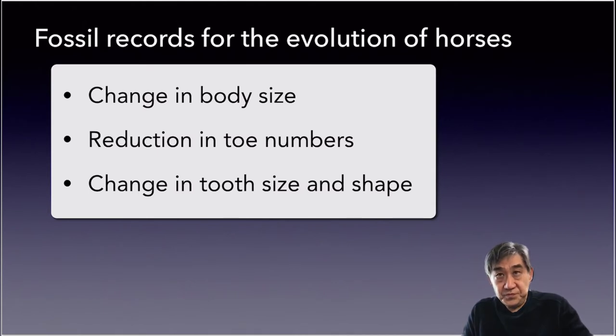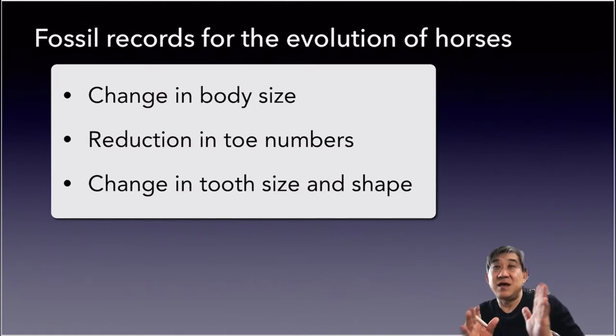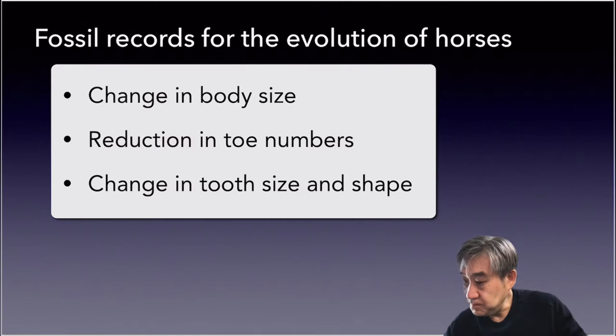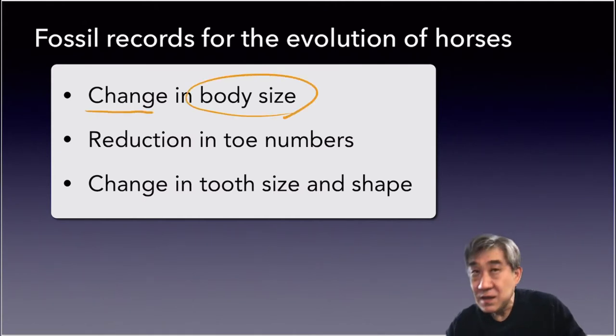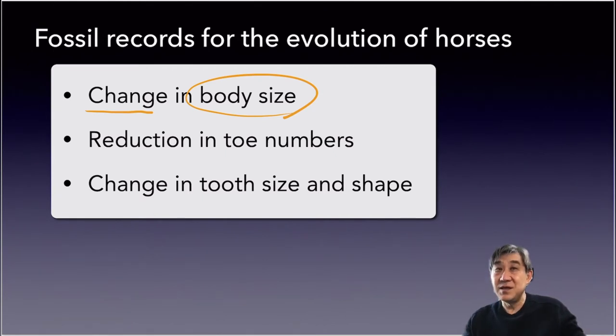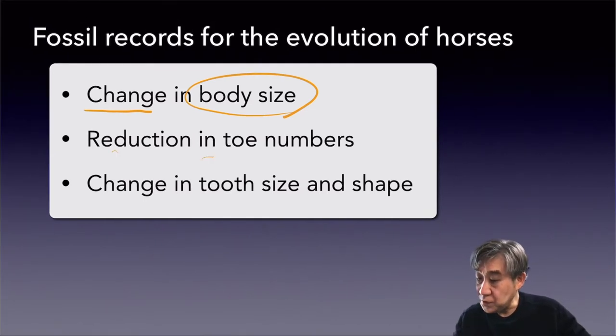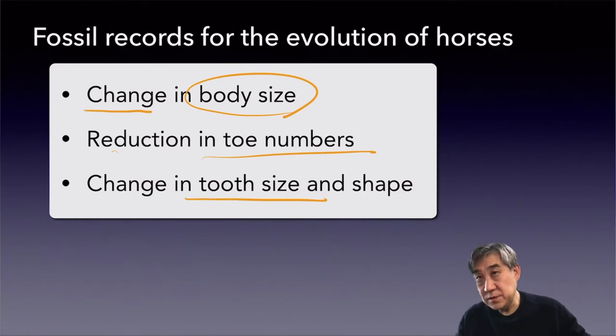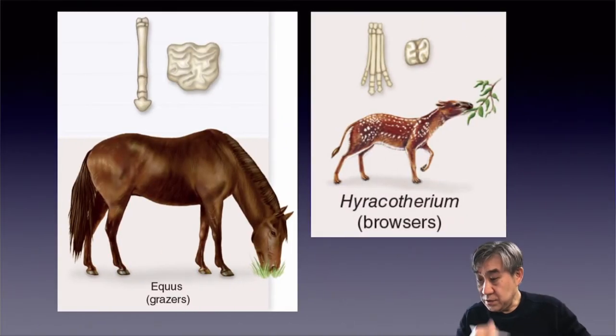To sum up, the evolution of present-day modern horses can be summarized as having some kind of trend. There was a big change in body size. It got bigger. One of the ancestral forms of the horse was very small, like a present-day big cat or a small dog. Also, the number of toes and tooth size have changed, and also their shape.